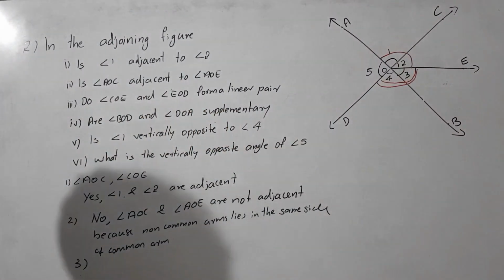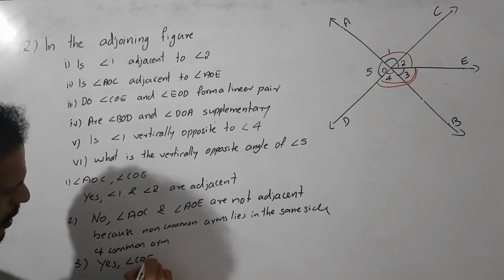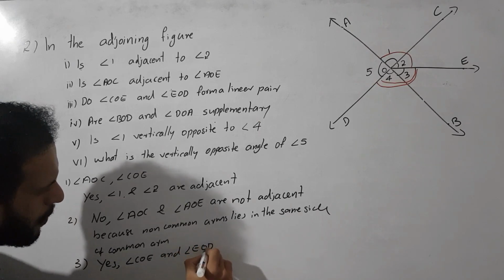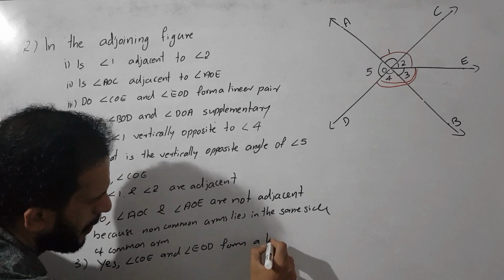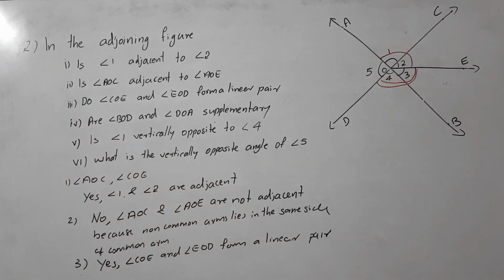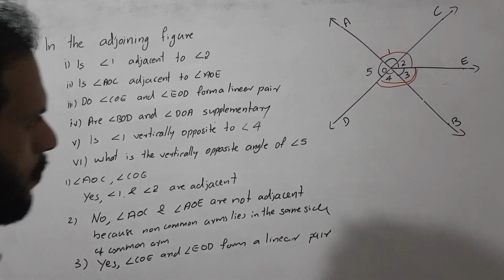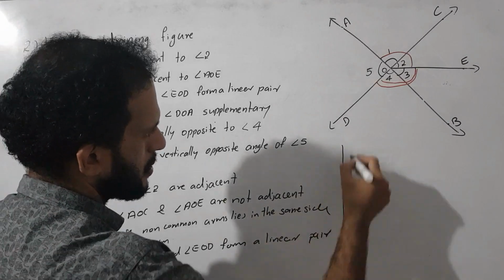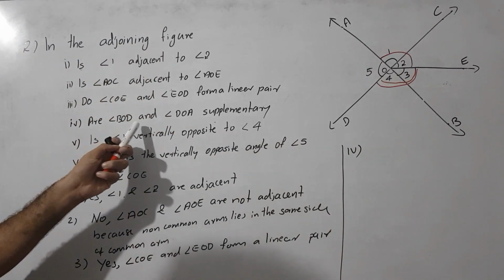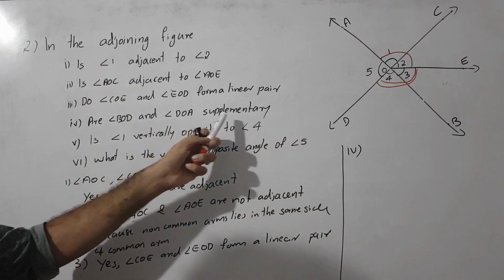Correct. Then what is the answer? Yes, angle COE and angle EOD form a linear pair. Why? Because the non-common arms form a line. Then the fourth one. What is the question? The question is, are angle BOD and angle DOA supplementary?